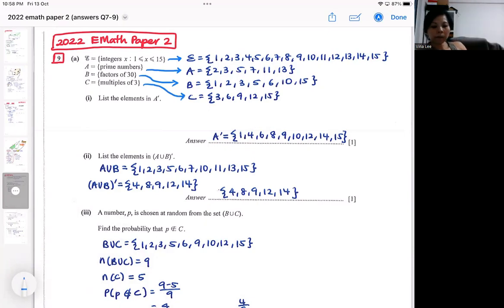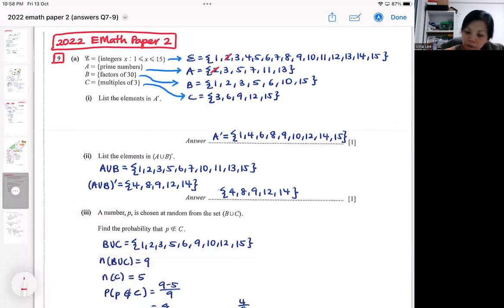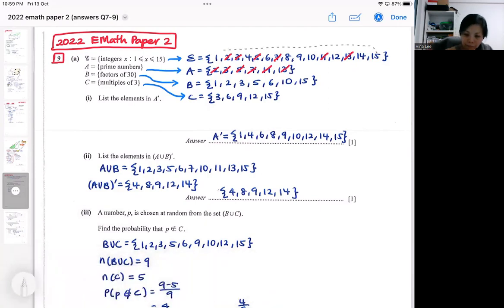So the first part, A prime, is just the elements that are not in A. So that one will be quite easy. I think most of you will know how to do it. The strategy is not to be careless. So what I usually do will be something like this. So this is a 2, I cancel it from the universal set. Whatever is left will be my A prime. So don't make this kind of careless mistake. So that is A prime.